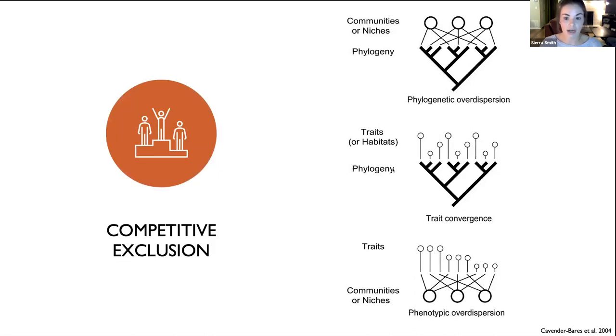In contrast, competitive exclusion limits the number of closely related species within a community because under this hypothesis, members of closely related species will have to outcompete one another for access to the same resources, which will lead to communities with more distantly related species. And because distantly related species usually look different, communities will be phenotypically dissimilar.